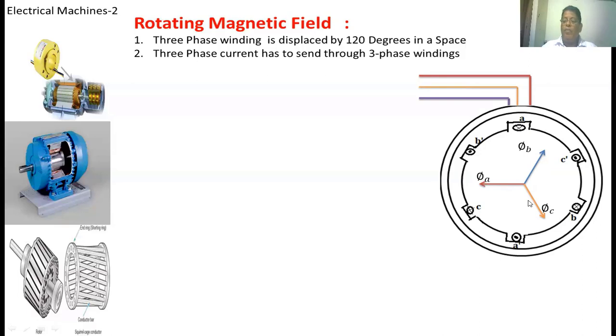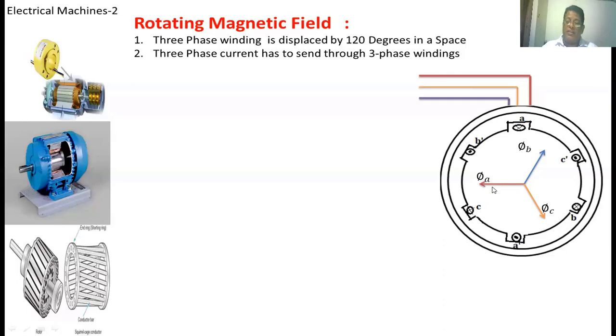One more important point here is that all these fluxes are sinusoidal fluxes. These are the axes only. On this axis, suppose this is phi A. On this axis, the flux magnitude will change, and the direction will also change at regular intervals of time. The same thing is happening for phi B and phi C also. So whatever directions we have shown here are the positive directions of the flux created from coil A, coil B, and coil C.